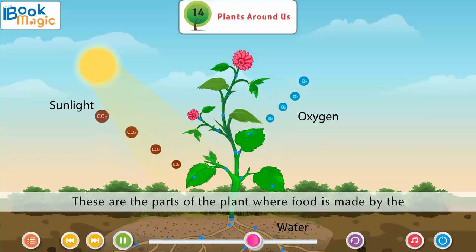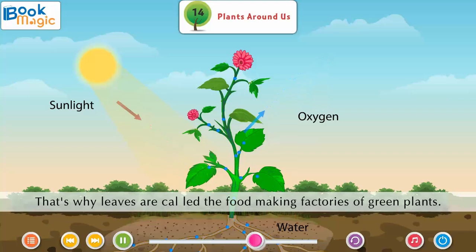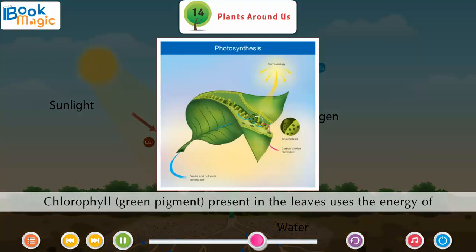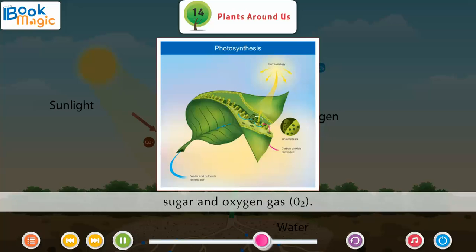Leaves. These are the parts of the plant where food is made by the process of photosynthesis. That's why leaves are called the food-making factories of green plants. Chlorophyll, the green pigment present in the leaves, uses the energy of sunlight to turn water, H2O, and carbon dioxide gas, CO2, into sugar and oxygen gas, O2.